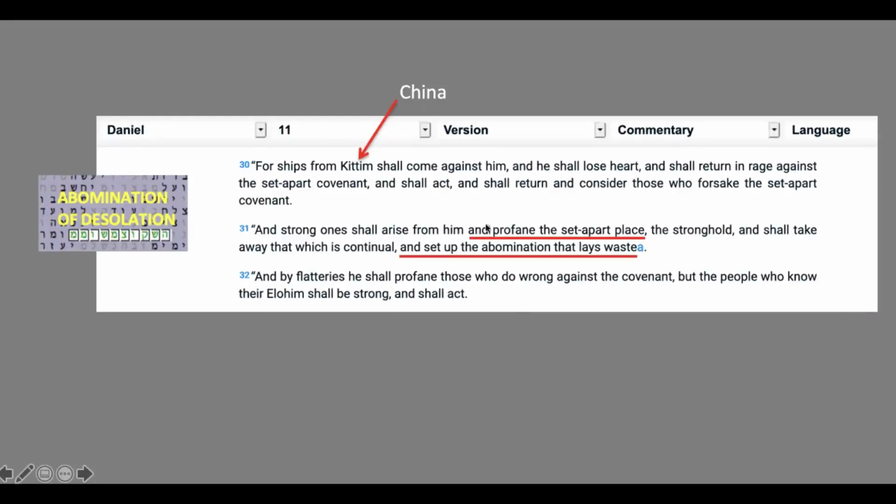Well, the point is that this abomination of desolation shall take away that which is continual. What is continual is your DNA with Abba's imprint on it. That's why you're made in the image of Elohim. So when they take that away with the vax from China, they set up the abomination that lays waste. This Hebrew phrase is abomination that lays waste, whereas the one in Daniel 12 is abomination of desolation. So it's two phrases for the same thing.